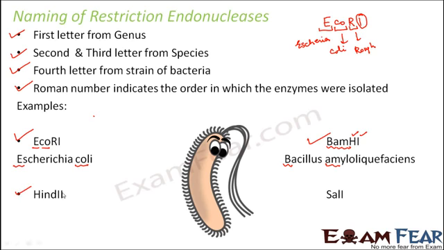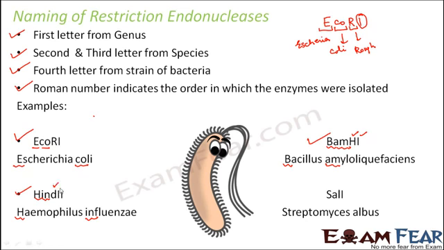Third is HindII. This is from the bacteria Haemophilus. From here it gets H and IN, so it is HIN, and D is the strain, and II represents the second enzyme extracted from Haemophilus influenzae. Then SalI. Here S is for Streptomyces, AL is for albus. So SalI, I would mean the first enzyme extracted from Streptomyces albus.